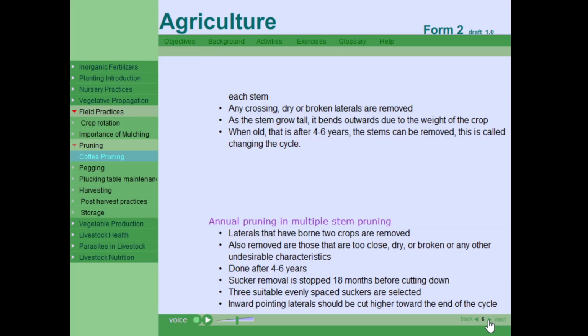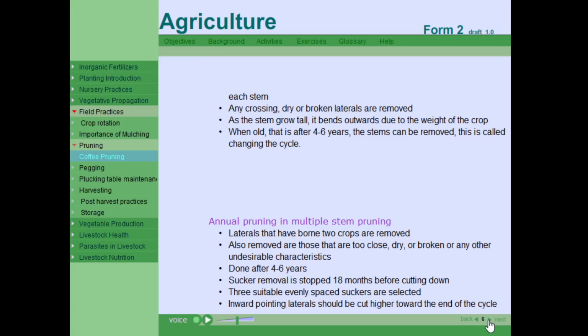Non-capped multiple system, established by capping the main stem at 38 centimeters above the ground and then allowing suckers to grow. 2 or 3 of the suckers are selected and allowed to grow. The crop is borne on the laterals, which are pruned from the base upwards after bearing at least 2 crops. A bearing head of 0.9 to 1.5 meters is left on each stem. Any crossing, dry, or broken laterals are removed.